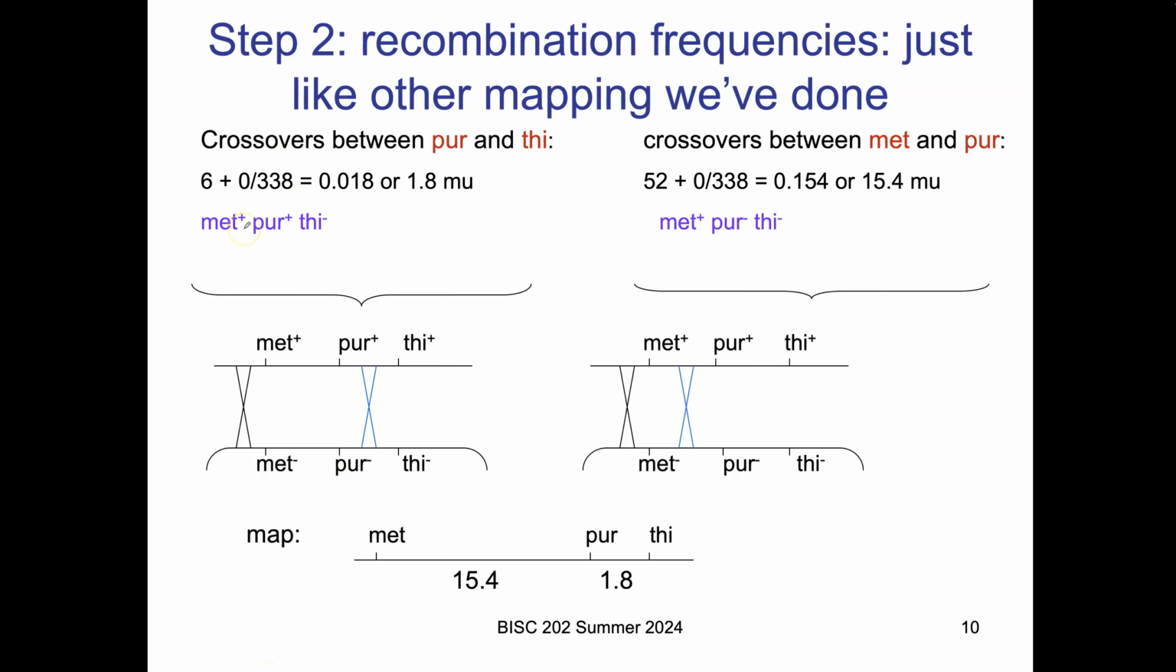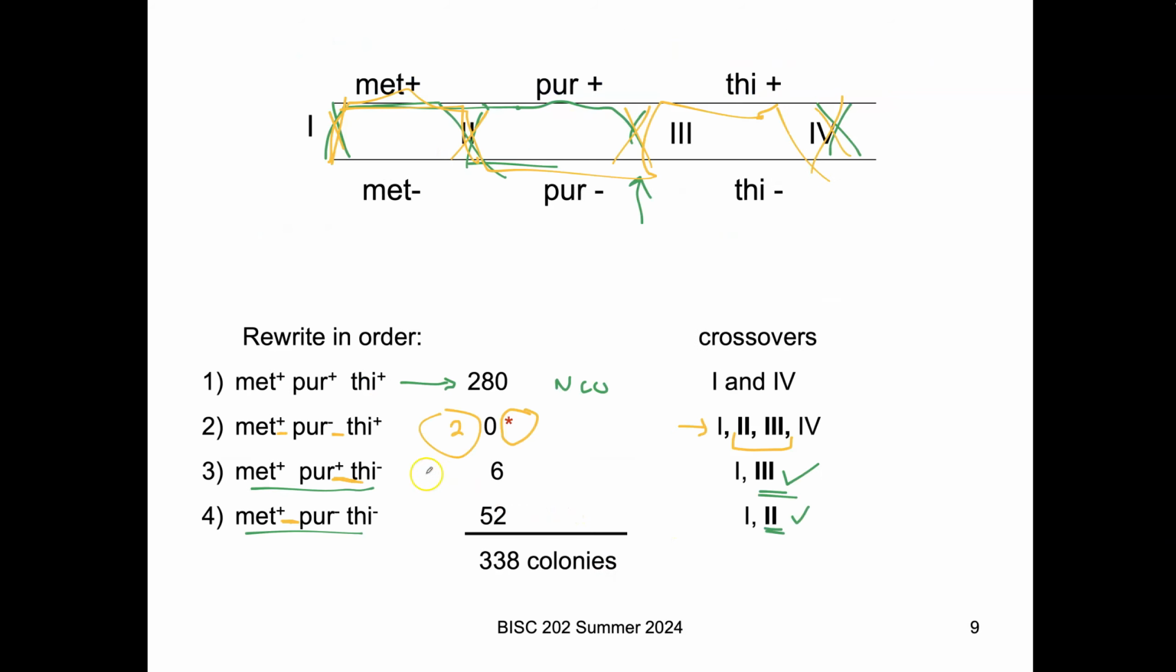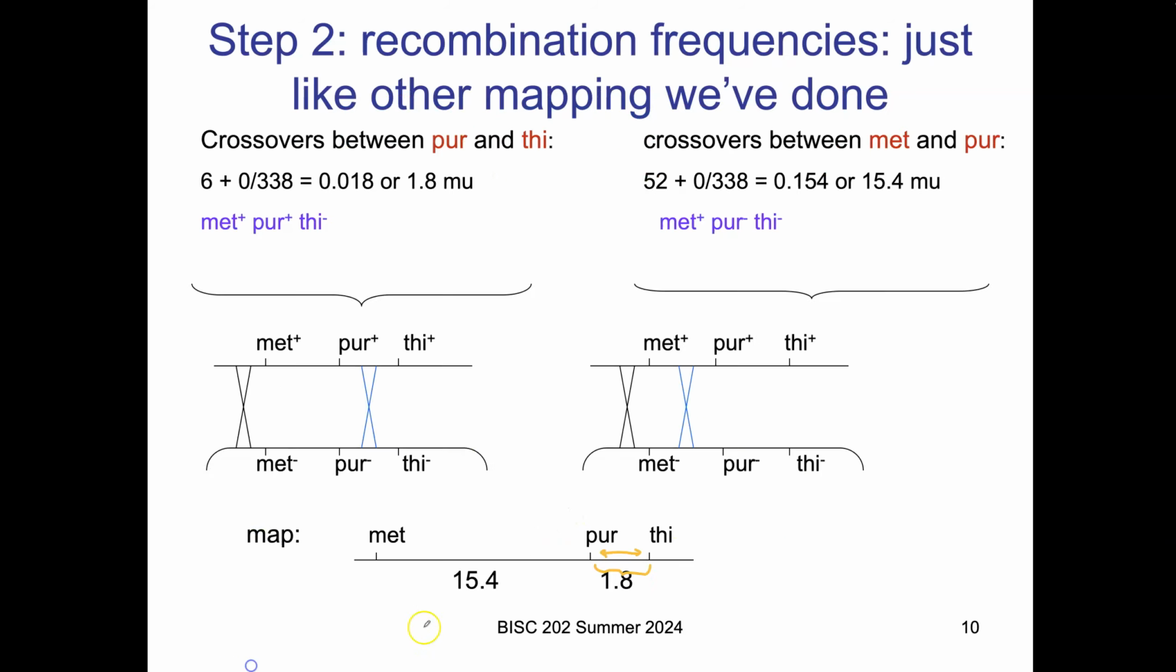So in the case of this category, the purine to thymine distance is very small, because there were just 6 out of 338, which is .018 or 1.8 map units. And so that's shown here. And I actually like to put a little double-headed arrow or a bracket at the bottom when I'm showing a map distance, just because for me it feels complete to do it that way, to make a complete and nice map.